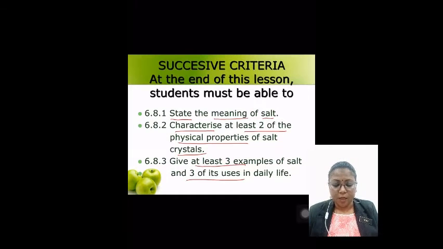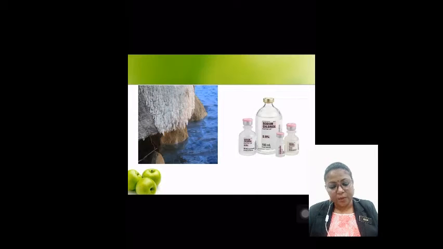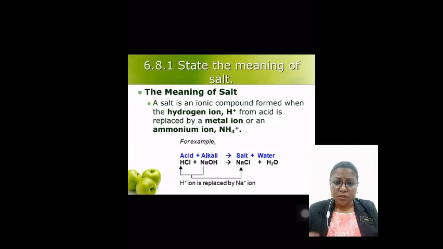Okay, let's see. Look at this slide. When you look at this slide, you will see one word, sodium chloride, and you will see an object beside the ocean. So, from your previous lesson, you will relate sodium chloride to the common salt or the table salt. So, when we are talking about the meaning of salt, a salt is an ionic compound formed when the hydrogen ion from the acid is replaced by the metal ion or the ammonium ion.